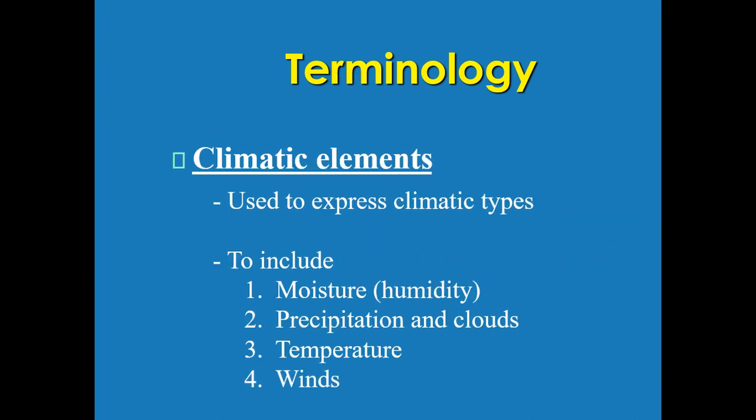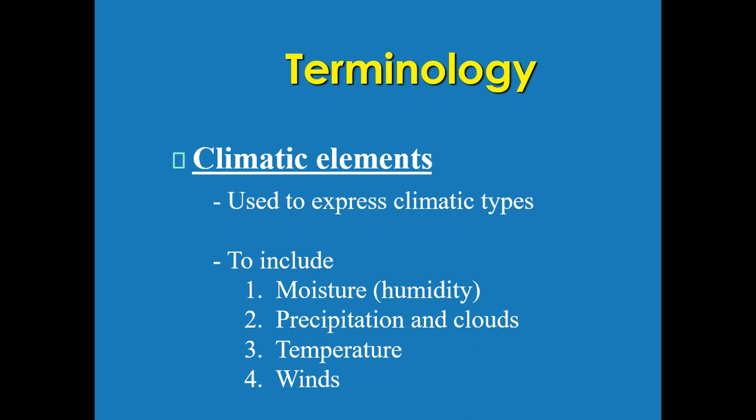All right, so let's take a look at some of the climatic elements. What do we look at to describe or express the climatic types? Let's start first with moisture, the level of moisture an area receives or has, the amount of humidity in the air. Second is precipitation and clouds, overall cloud cover throughout the course of time. Third would be temperature. And then fourth would be the average wind.